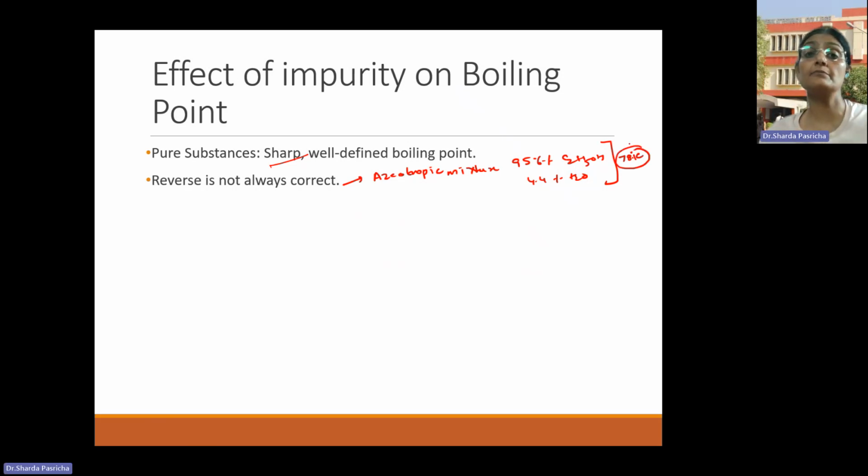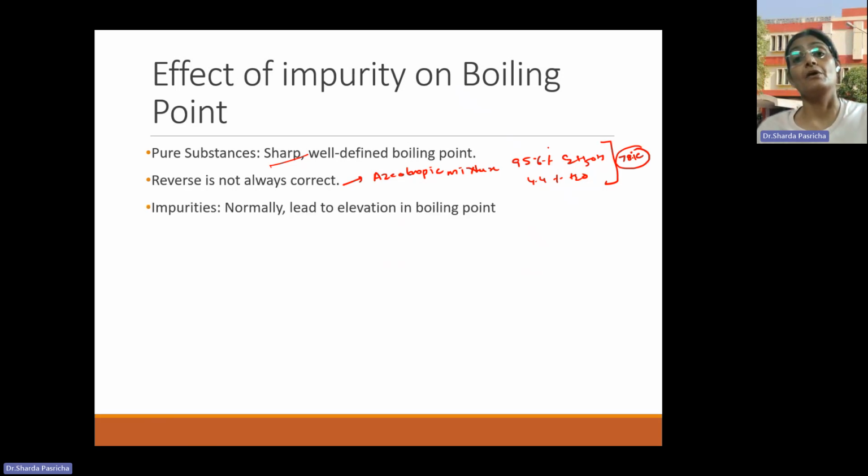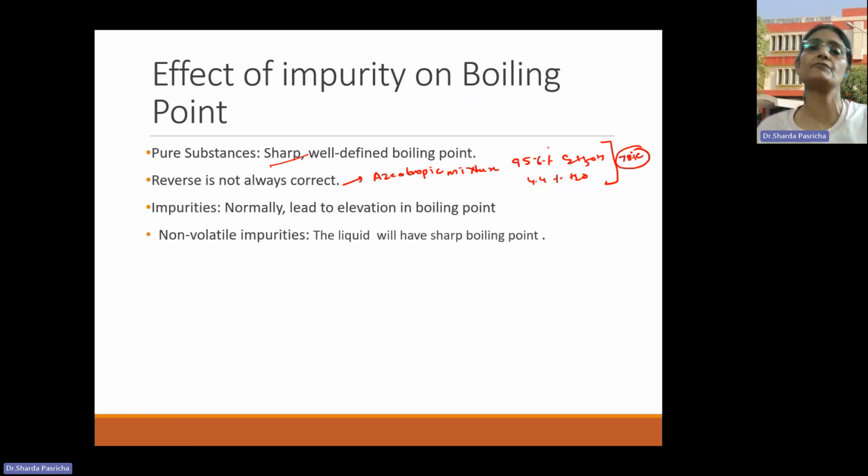So at this temperature, such mixtures you cannot separate, they will boil as such. So, as I said, pure substances have constant boiling point, but the reverse may not always be true. Okay, as I said, impurities lead to elevation in boiling point. Depending upon the nature of impurities, you can have different effects being observed on the boiling point of a liquid. So if you have a non-volatile impurity, the liquid will boil at a constant temperature, and the entire liquid will boil up, and the non-volatile impurities will be left behind.